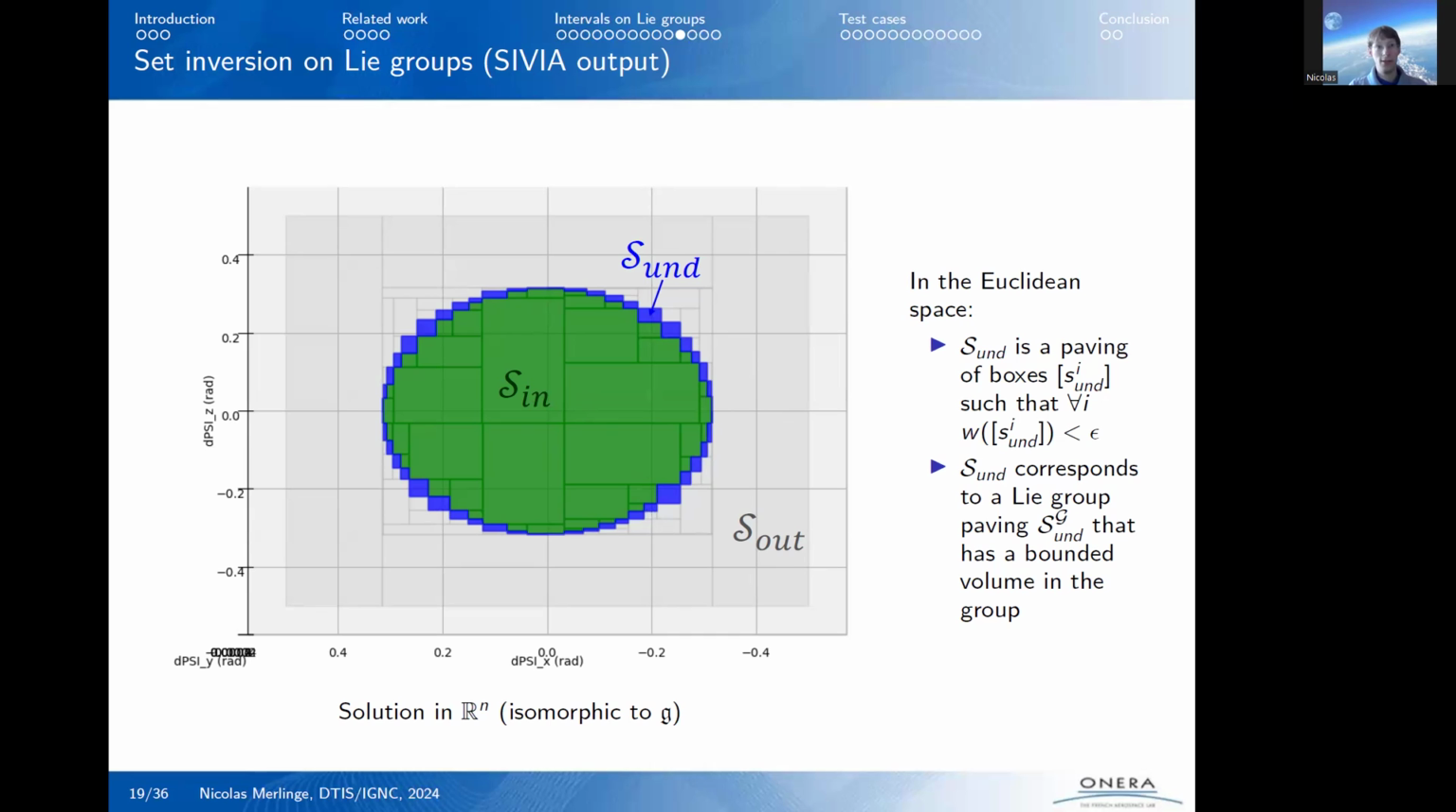And here there are two important points. With the Lie group formalism, we can guarantee that every point of the solution has a unique counterpart in the Lie group, so it can be linked by bijection with the Lie group, and every point in the solution set here, that is in the Euclidean space isomorphic to the Lie algebra, represents a valid solution in the group. And we can also show that the volume of the undetermined subpaving, which is bounded in the Euclidean space, is also bounded in the group. So it makes sense to perform the bijection to retrieve group elements from that.